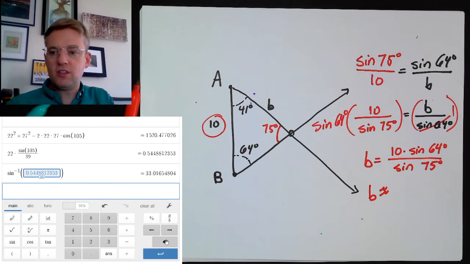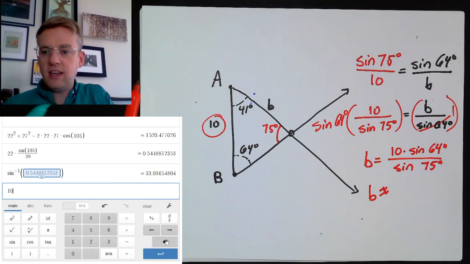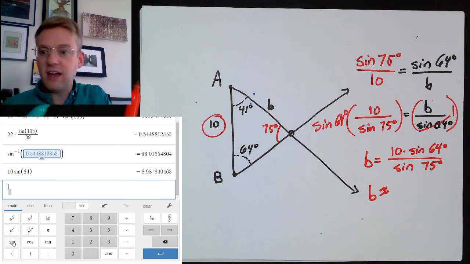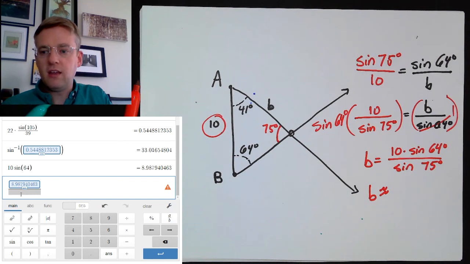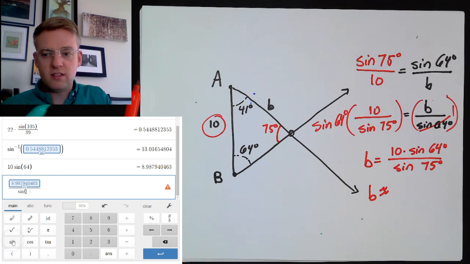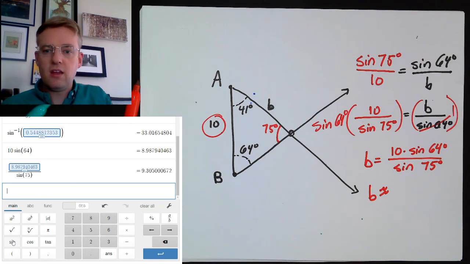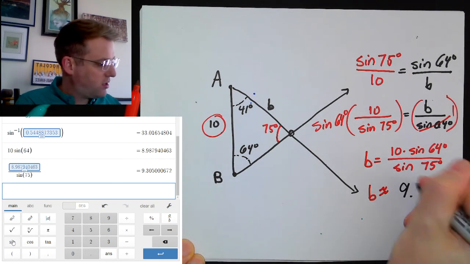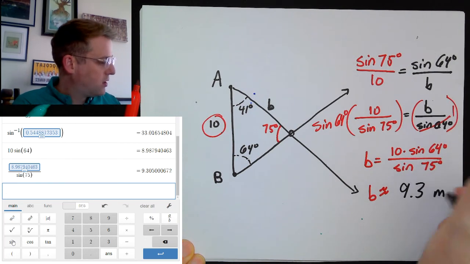back to Desmos, 10 times the sine of 64. Okay, hit enter by accident, that's okay, we can divide that answer by the sine of 75, and we get 9.3 miles.